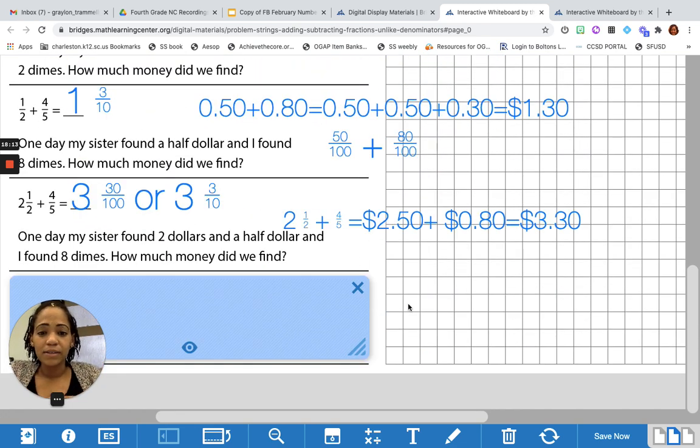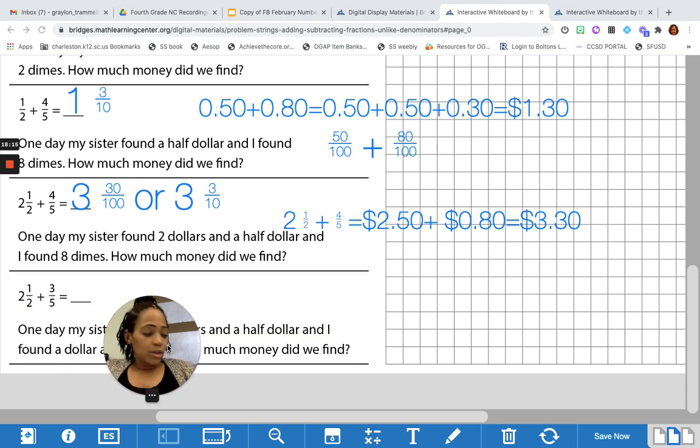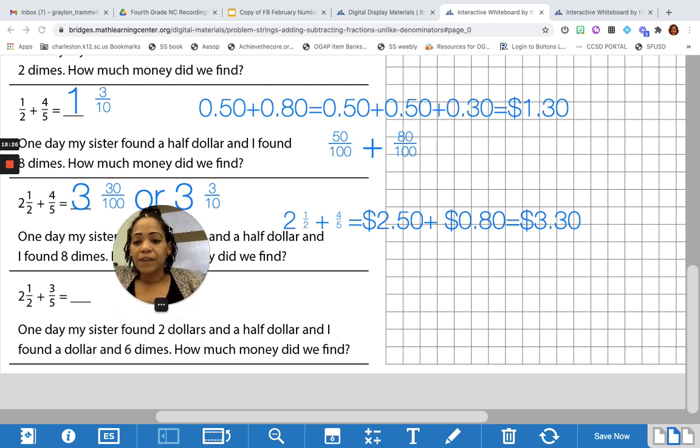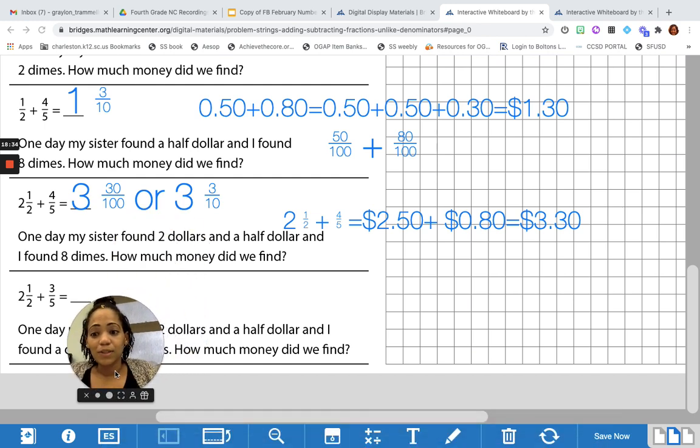So for the last one for today, 2 1/2 plus 3/5. It says, one day my sister found $2 and a half, so we kind of did this earlier. And then I found 6 dimes. So you think about how problem strings are set up. Usually the problems are related. So now instead of adding 4/5, I'm adding 3/5, which means I could essentially just take away 20 cents from this answer. Go ahead and work it out.